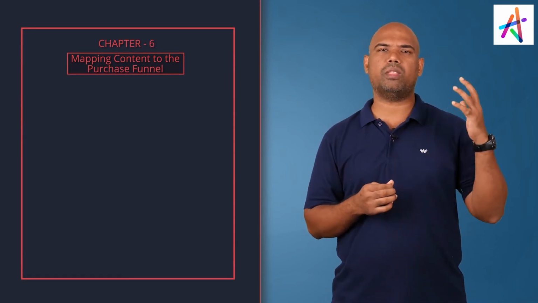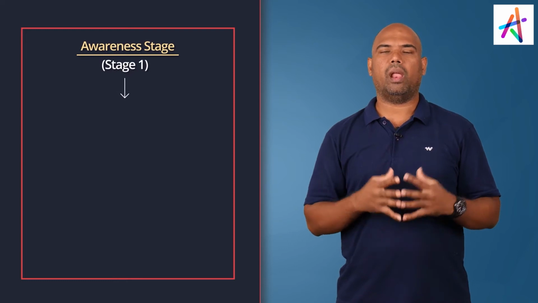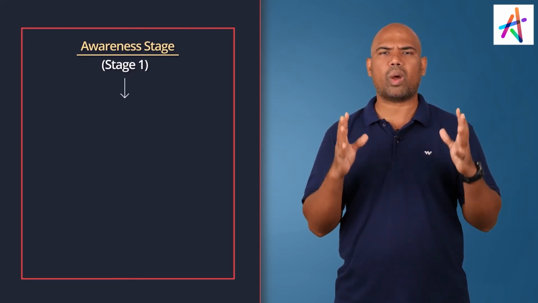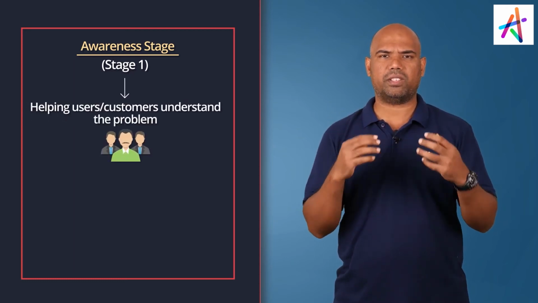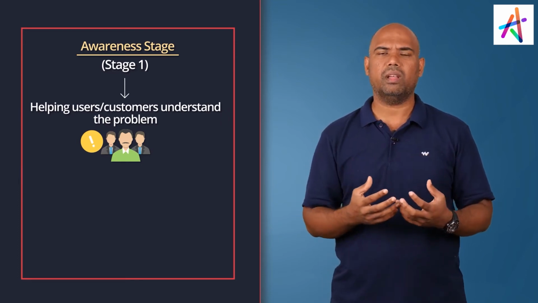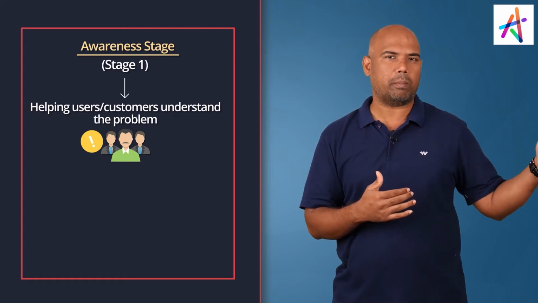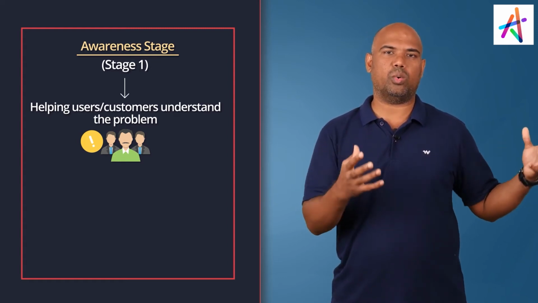The first one within the purchase funnel, the stage that we talk about is called the awareness stage. Like we've already discussed in session number 3, your awareness stage is all about helping customers understand what the problem is, right? The customer discovers that there is a problem, there is a gap. They want to accomplish something or they want to buy something they just didn't know existed.